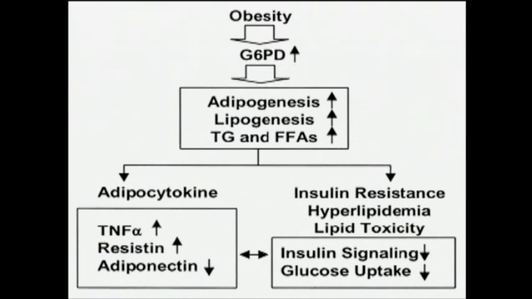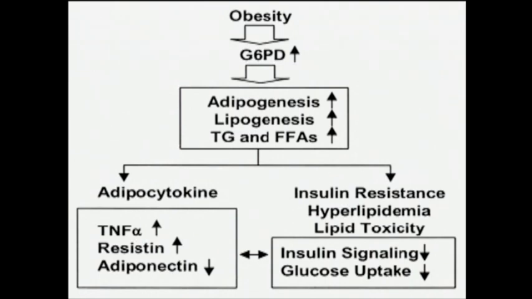This is a good graph pretty much outlining all the research that has been done in the past decade on G6PD. And what we found is that obesity seems to correlate with increased G6PD levels. And what that means is as G6PD increases, we found increased adipogenesis, increased lipogenesis, and increased triglycerides and free fatty acids. And this causes two things.